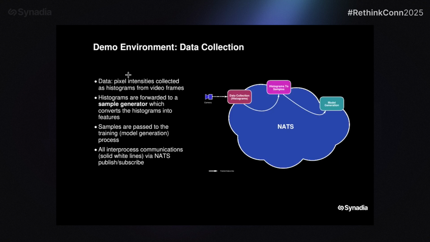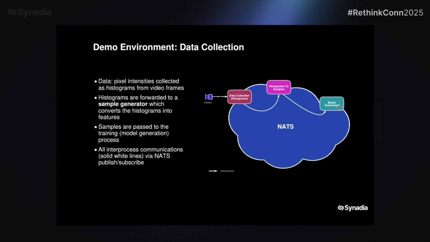So how are we going to do this today for a demo? We're going to start by having a data source, and our data source today is a camera, and it is feeding us a live stream of data into a collection process. For each frame of data that the camera provides, we're going to convert that into a histogram of pixel intensities, and that is going to be sent by a NATS pub sub to a process that knows how to convert histograms into samples that can be used by the IForest model generator. As it converts those samples, those are also passed by a NATS pub sub mechanism to our model generation process.